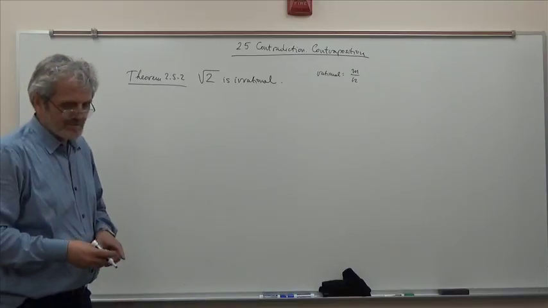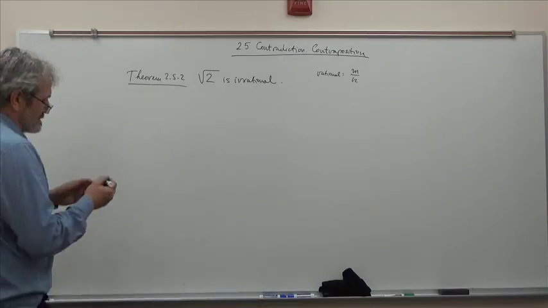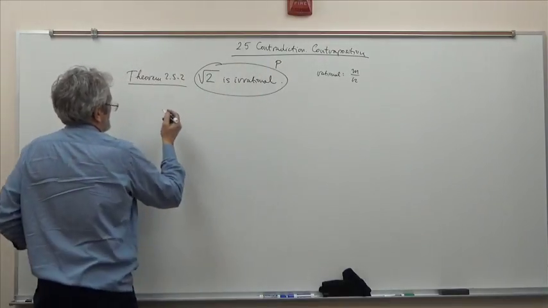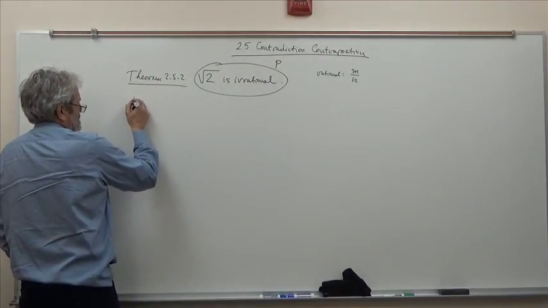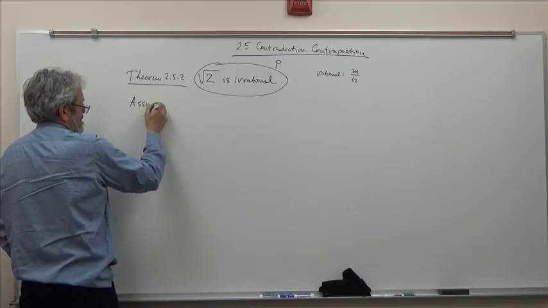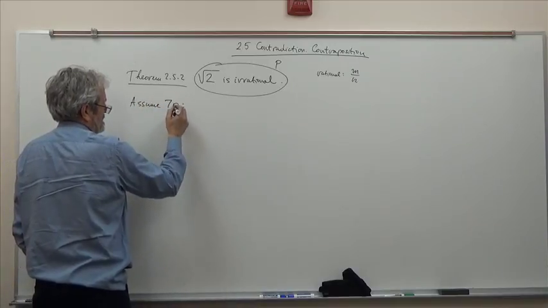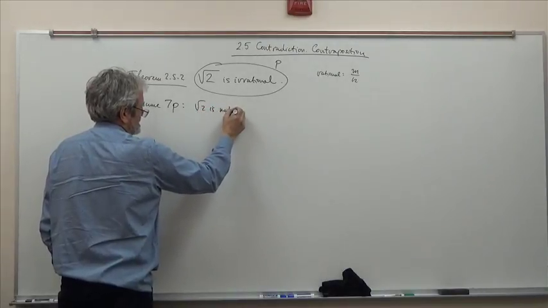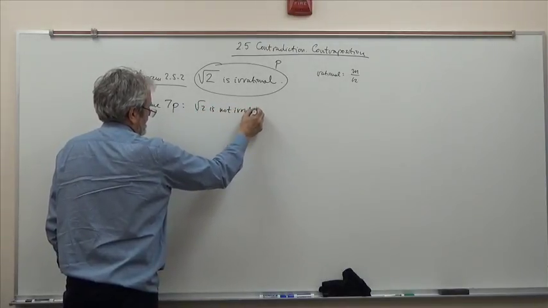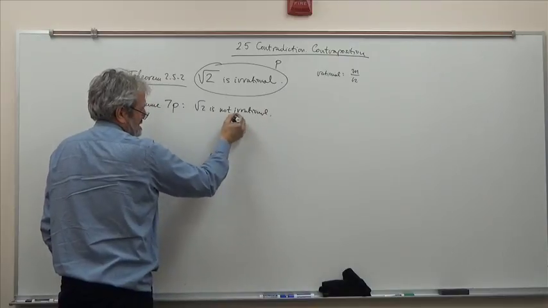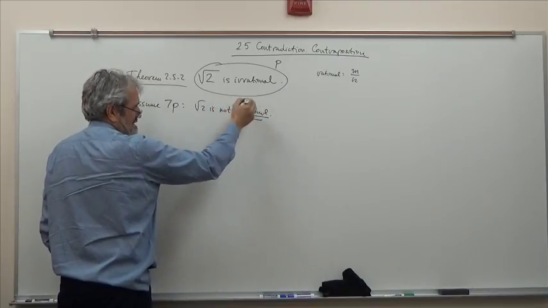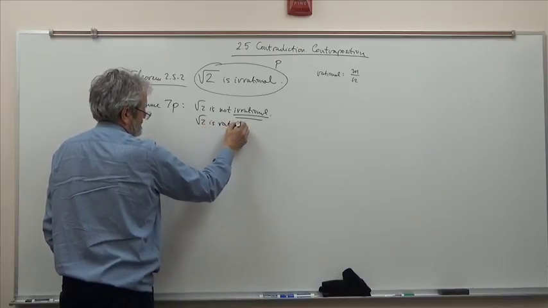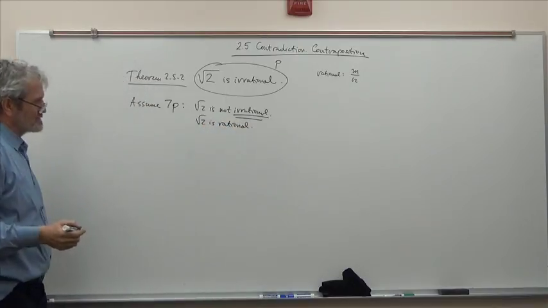So how does this proof go? Actually, we'll argue by contradiction. This is our statement P. So assume not P. So that means square root of 2 is not irrational. But irrational means not rational, so square root of 2 is rational. So every number is either rational or irrational.